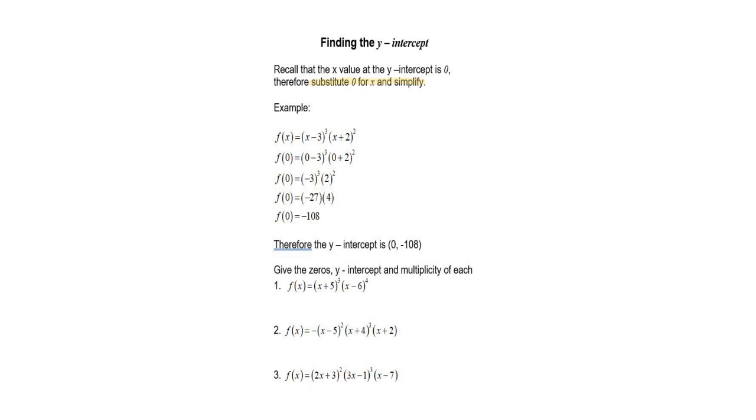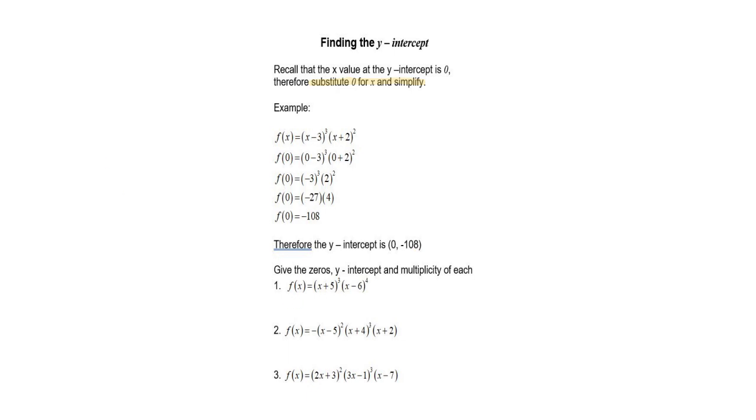Such that if you look at this basic equation, x minus 3 cubed times x plus 2 squared, substitute those zeros in, we get 0 minus 3 cubed times 0 plus 2 squared. That gives us f of 0 is equal to -3 cubed times 2 squared. Same thing as -27 times +4. f of 0 is equal to negative 108. Therefore, the y-intercept occurs at 0, negative 108.